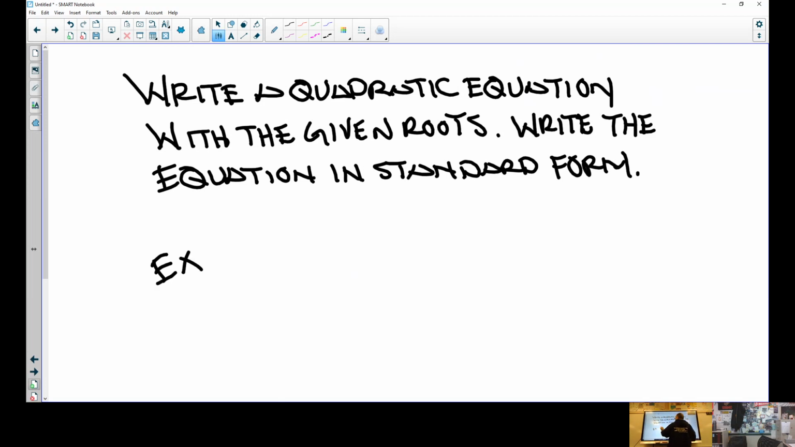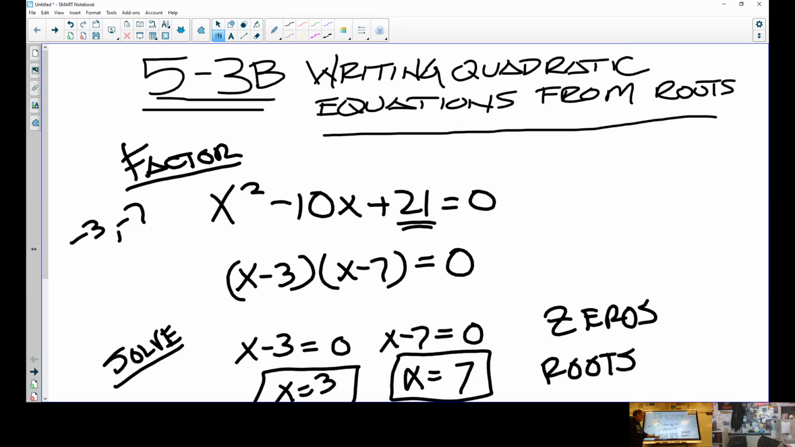If I gave you 2 and 5, they gave me roots. All right, what do I do with them? Well, I want to write a quadratic equation with these roots. So what we're saying is, going back to this, that was my 3 and my 7 before. Those are my roots of this equation. So now what I've got to do is work backwards.